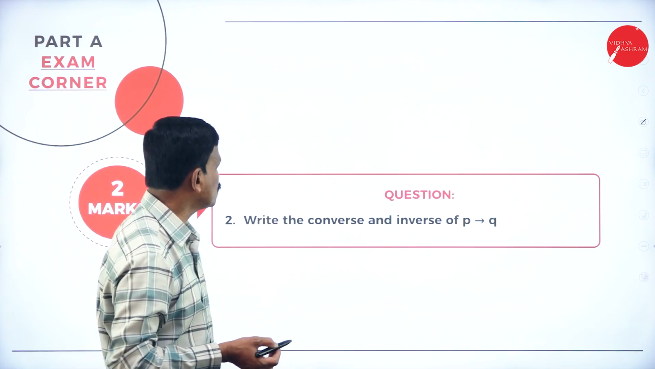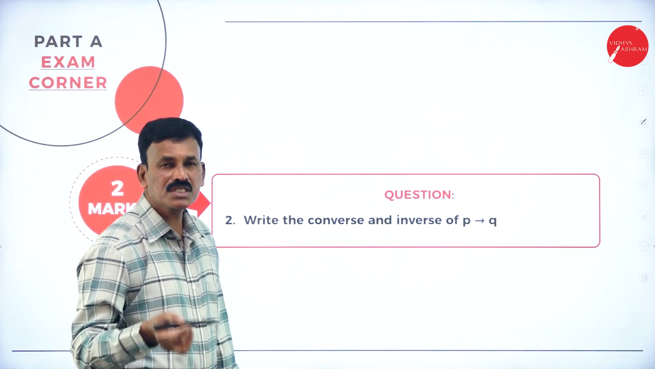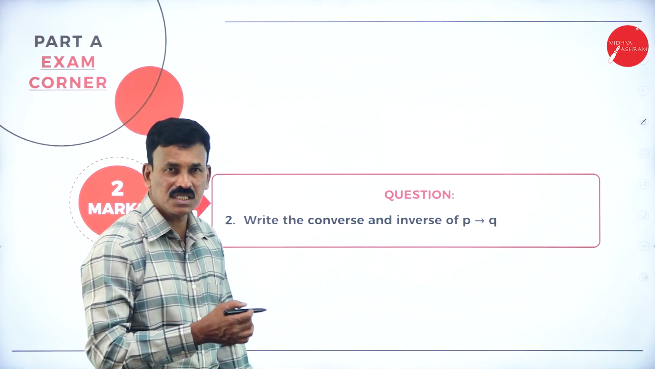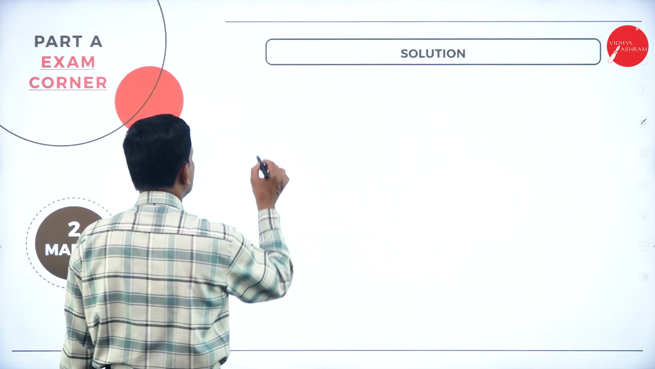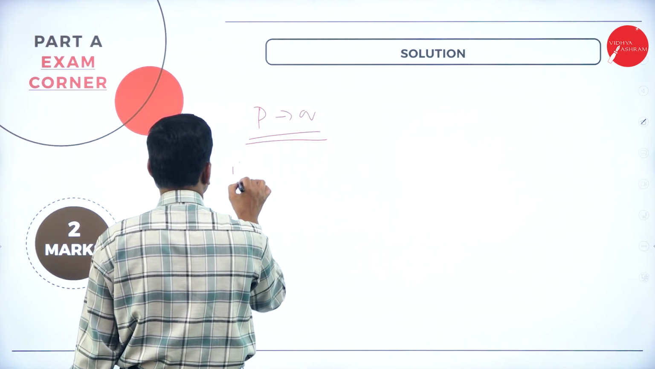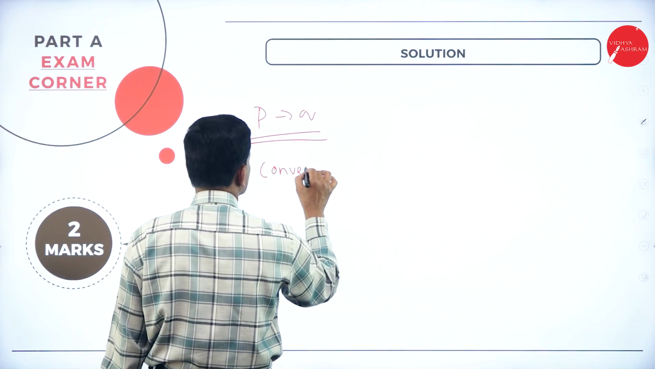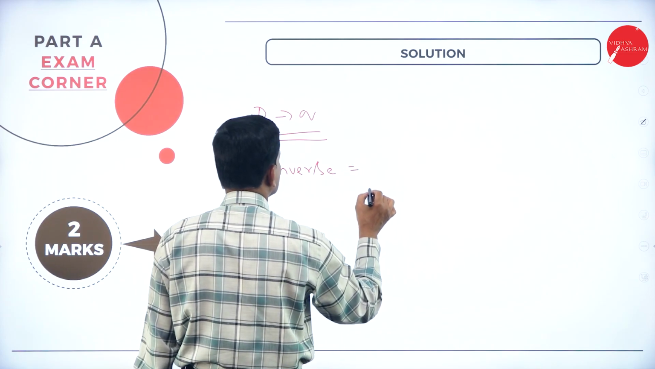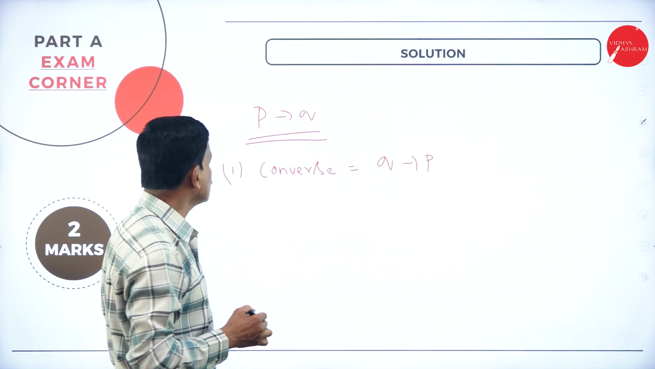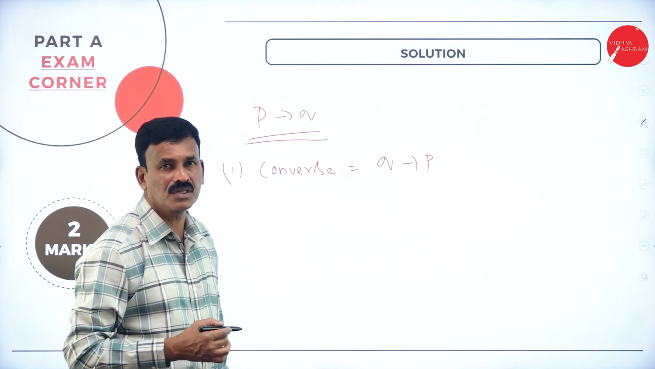Now move on to the next question. Write the converse and inverse. You might have studied converse, inverse and contrapositive. So the converse and inverse for the given conditional statement. What is given? P conditional to Q. Now write down, first one is converse. Converse is nothing but Q conditional to P. So the converse of P conditional to Q is Q conditional to P.